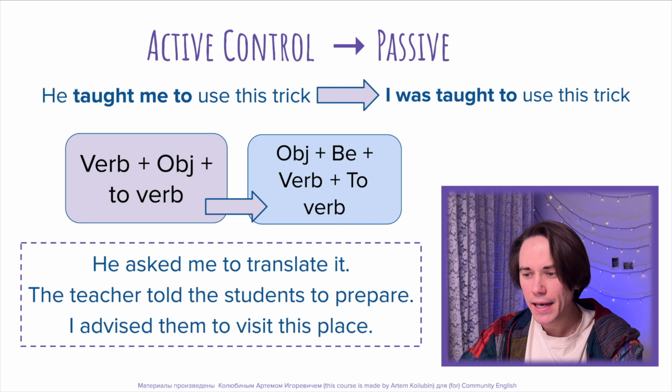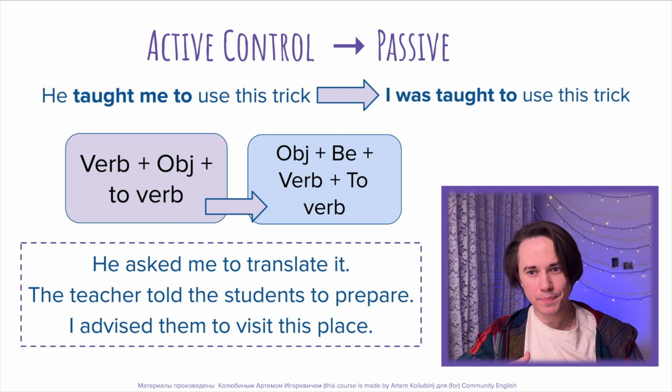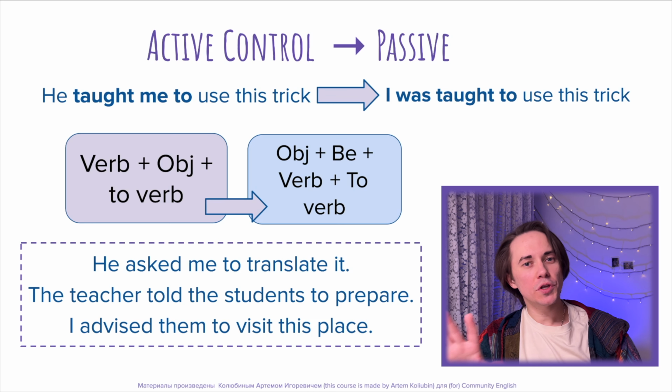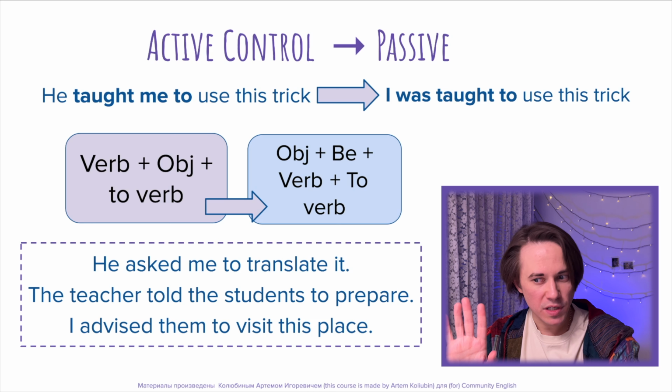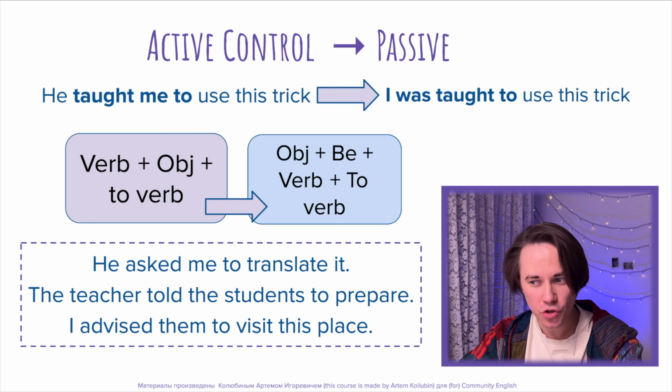So, again, I want you to practice a little bit. Here you can see the sentences in active. You need to make them still controlling, but in passive. So let me give you an example: he asked me to translate it.